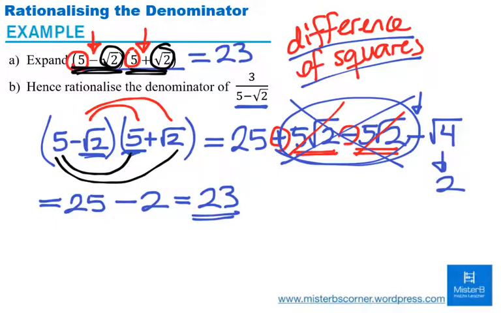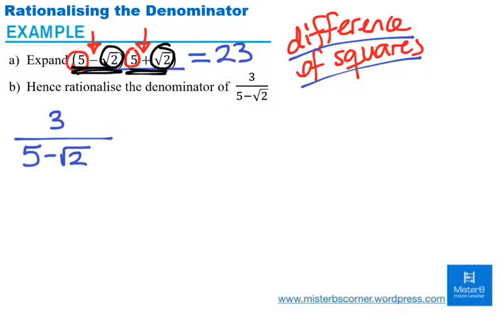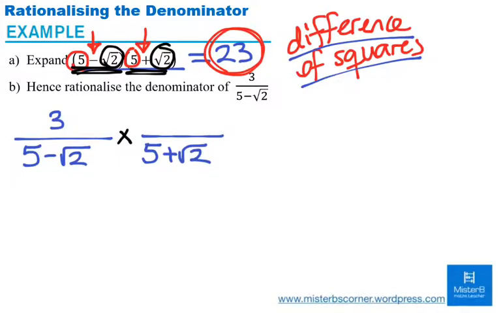Now, basically we are going to do the same thing. We are going to multiply, right, this expression, okay? It's not going to be root 2 only, okay? It's going to be 5 plus root 2, because my aim is to get rid of the third and end up with an integer in the denominator. And that's what I'm going to do.